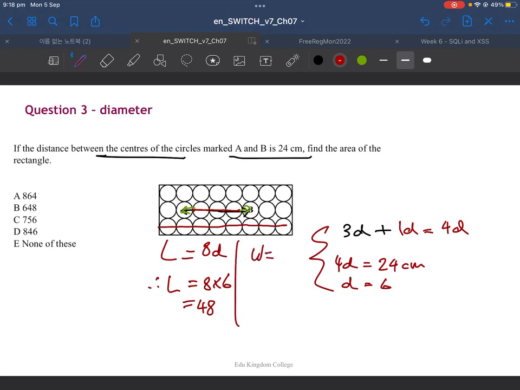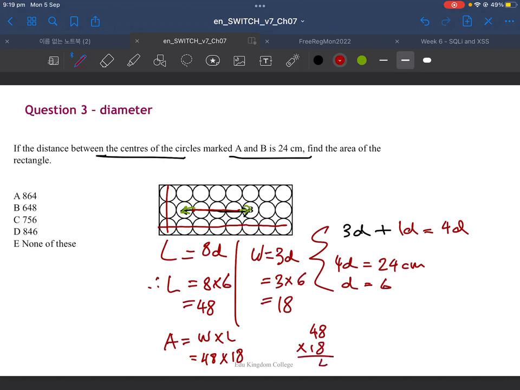Width is equal to this, which is 3 diameters, or 3 circles' worth of diameters. And we know D is 6, so we do 3 times 6, we get 18 centimeters. Great. So now that we have width and length, area is easy, isn't it, guys? Area is width times length, which is equal to 48 times 18. Do this with me. What is 48 times 18?